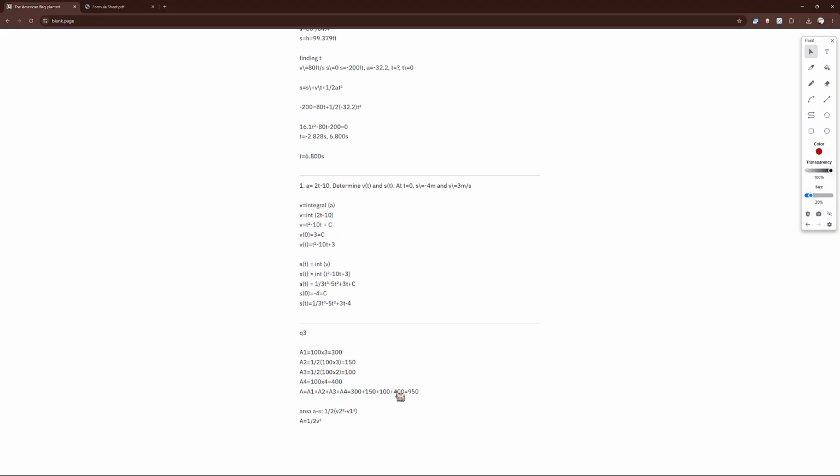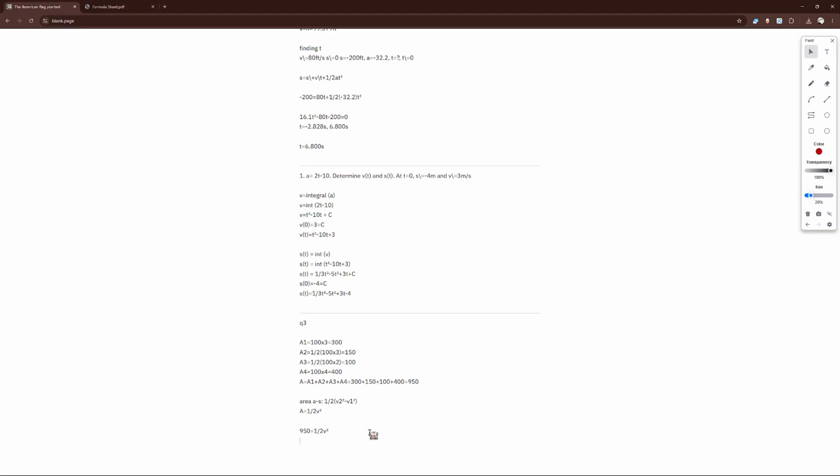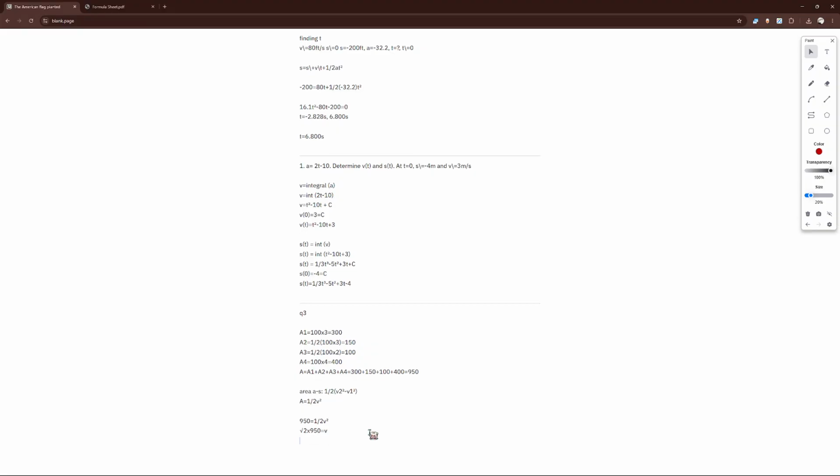So taking this value and this equation, we're going to get that 950 is equal to half v squared. And if we move around the equation, we're going to get the square root of 2 times 950 is equal to v, which is equal to, let's just get the calculator, square root of 2 times 950, 43.589 meters per second is equal to v, okay?